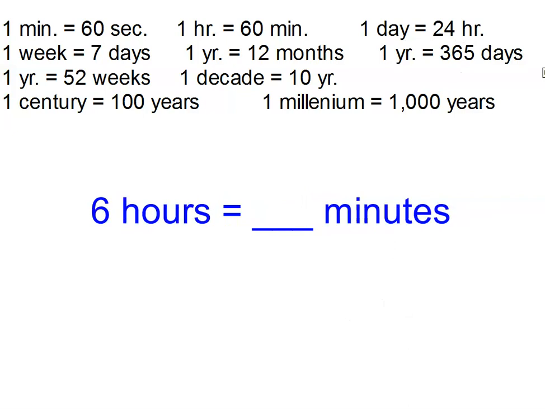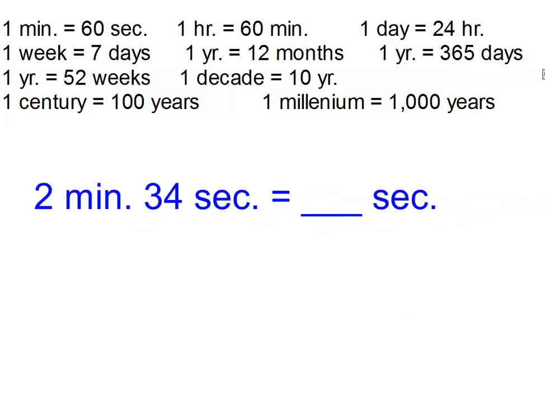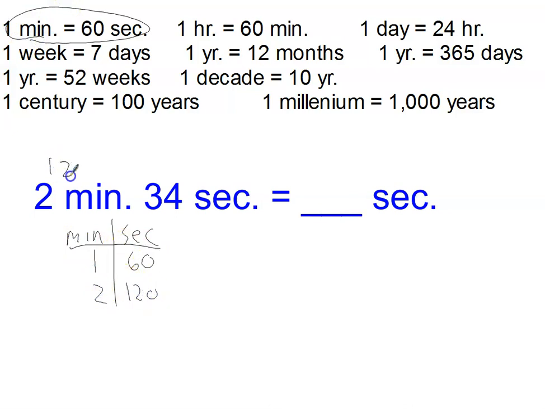Move ahead a little bit here. So we got someone who swam some laps, and they did it in 2 minutes and 34 seconds, and we want to know how many seconds that is. So we're going to take the minutes part and change that to seconds. And up there I see someplace that 1 minute is 60 seconds. So if 1 minute is 60 seconds, 2 minutes is 2 times 60, or 60 plus 60, which is 120. So this part is 120 seconds, plus the 34 gets me to 154 seconds.